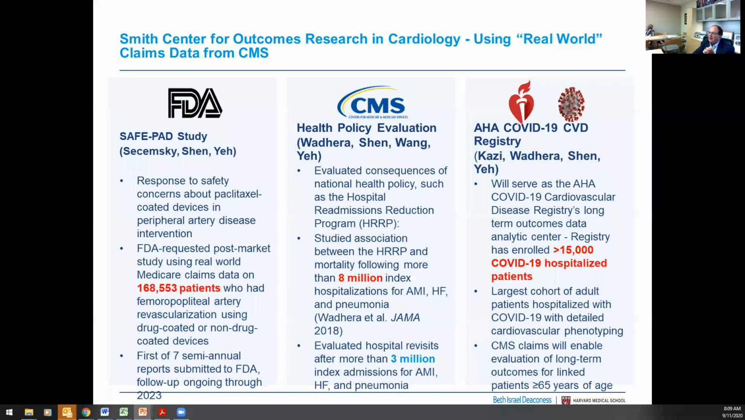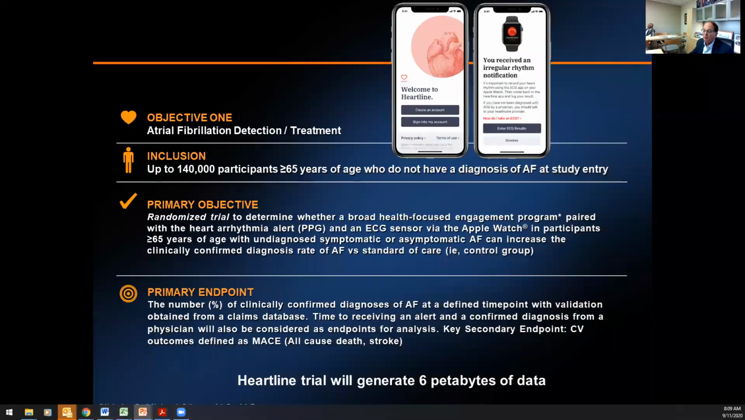Rishi, Wadhira, and others in the group are looking at a large CMS data set that, in this example, has 8 million index hospitalizations for acute myocardial infarction, heart failure, pneumonia, et cetera, some of the big outcomes that we look at in lots of data sets. And finally, Bobby's group and Kazi and Rishi are working with Cheng Yu and the American Heart Association to analyze what will be about 15,000 COVID-19 hospitalized patients. So an enormous amount of data there, a little bit different sort of data.